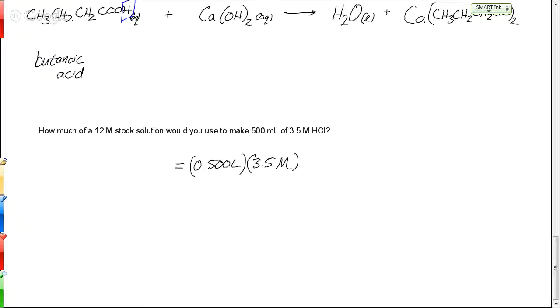And so initially you have a 12 molar stock solution, and you want to know how much of it to use. It's just making moles equivalent to moles. Volume times concentration gives you moles on both sides. You'd only be given one kind of molarity, like HCl, for these kinds of questions. Generally, yeah, right.